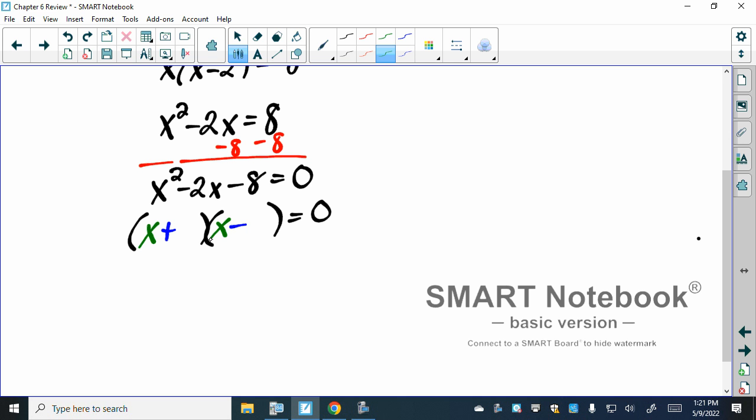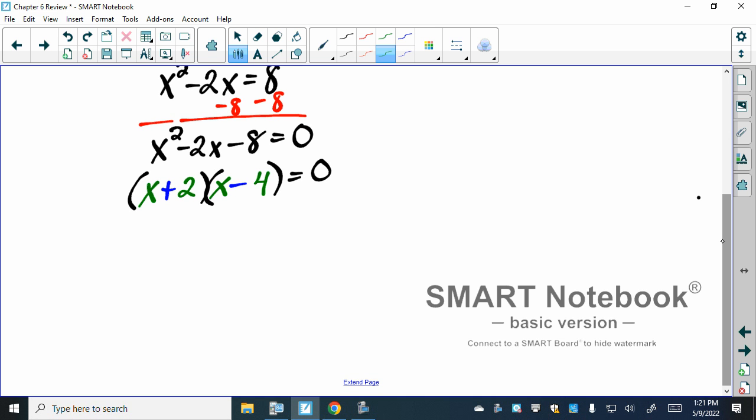Now we need to find the factors of 8 that are going to work for this here. So we'd have 1 and 8 or 2 and 4. For this one here, we would need 2 and 4, and the 2 would be positive. Now whenever two things are multiplied together to equal 0, one of them must be 0. So either x plus 2 is 0 or x minus 4 is 0. And then we can solve.